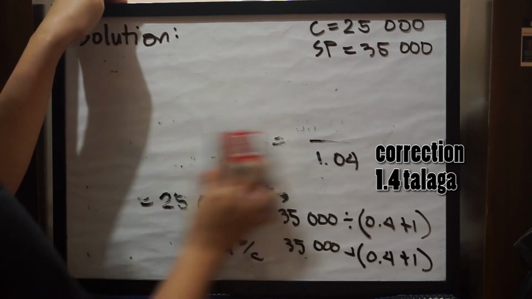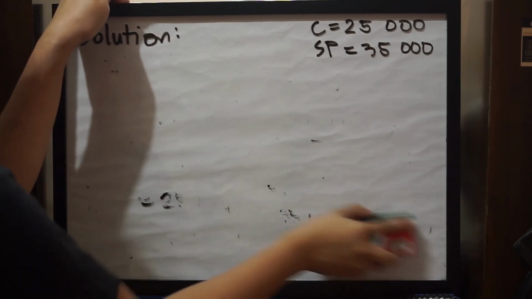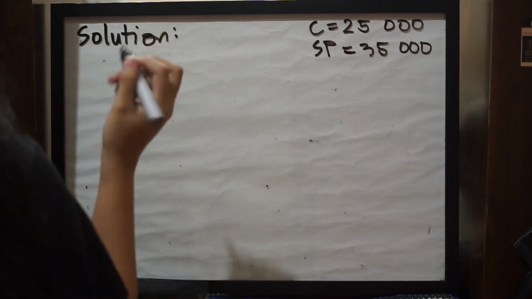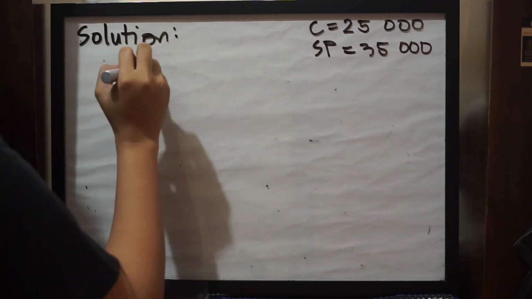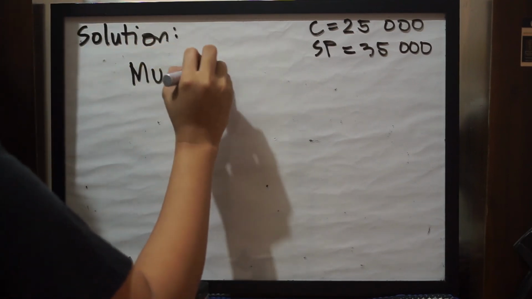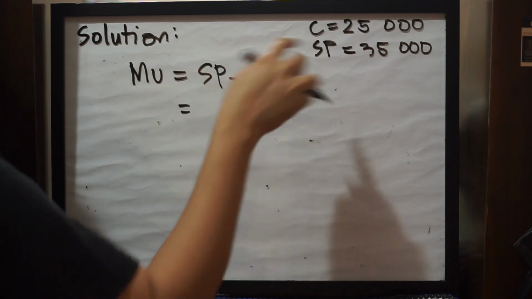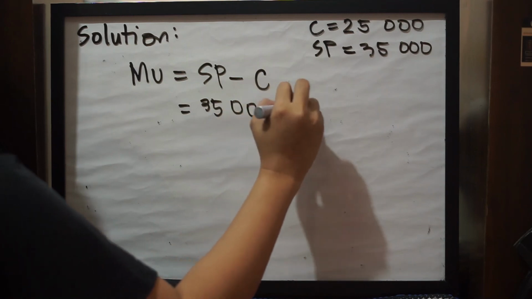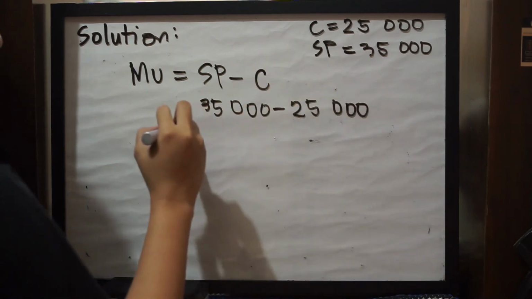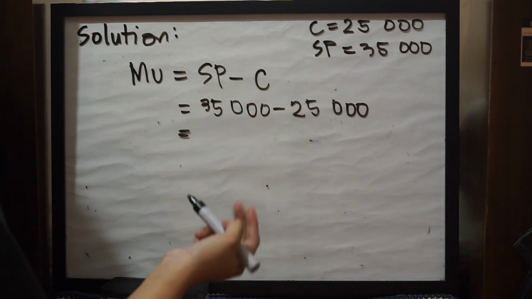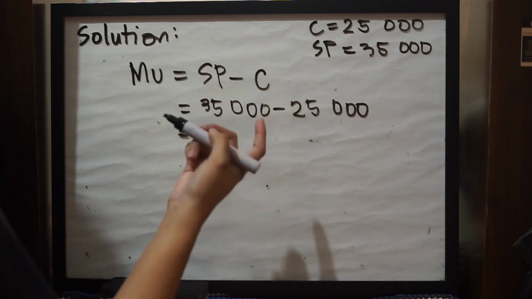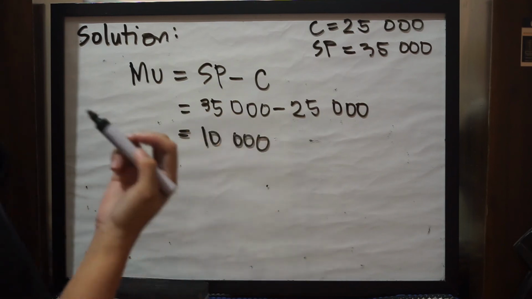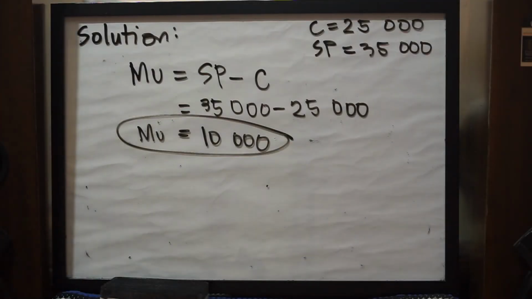We can now solve for the markup. Gamitin nyo na yung kaninang formula na markup is equal to the selling price minus the cost. So, yun na. 35,000 minus 25,000. Ulit, pwede nyong i-calculate, hindi ko kayo i-judge, pero kung matalino naman na, then solve this mentally. This is 10,000 pesos.